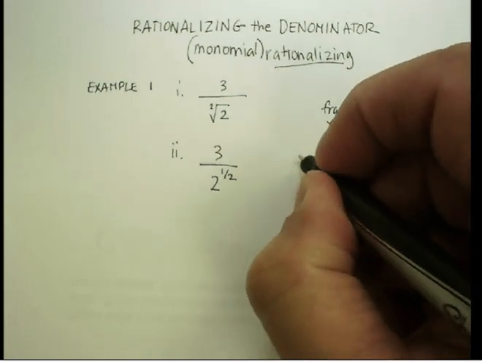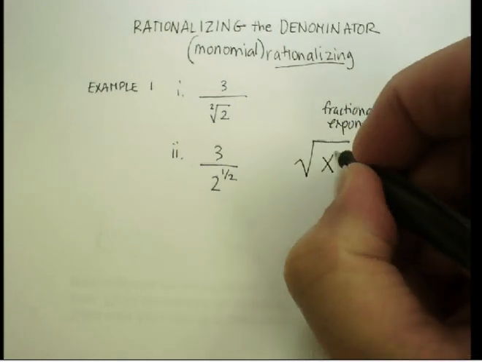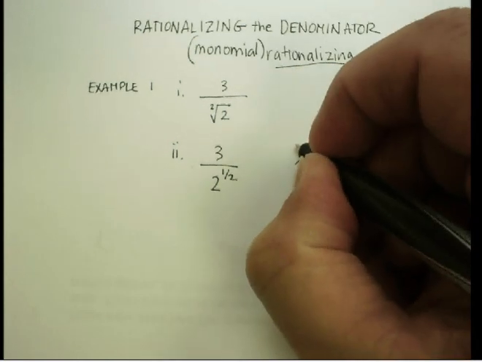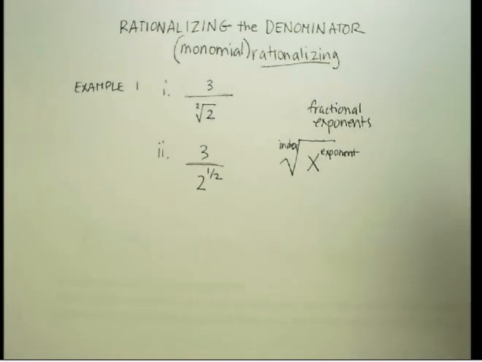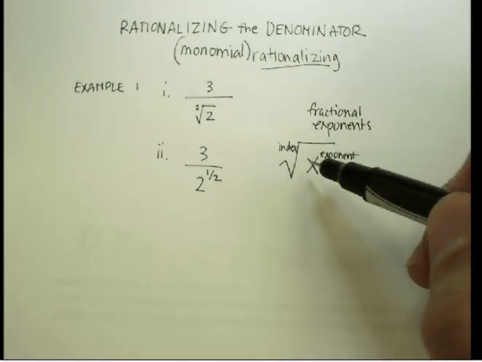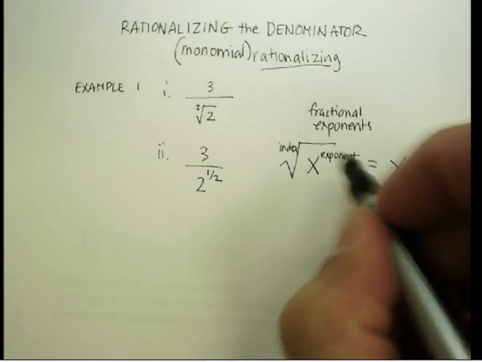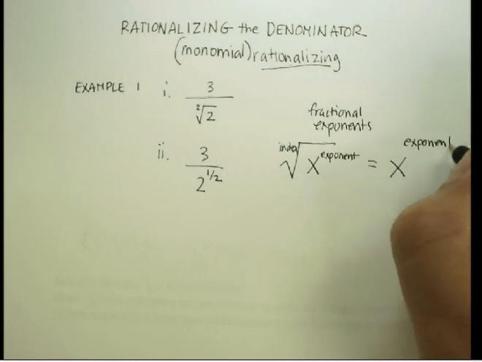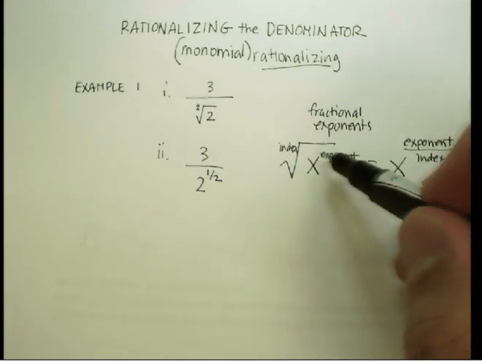And let's do it this way. This is the exponent, and this number here is called an index. Okay? In order to change a radical into a fractional exponent, you take the exponent and put it over the index. And then that would be your fraction that you would use depending on what you have here.